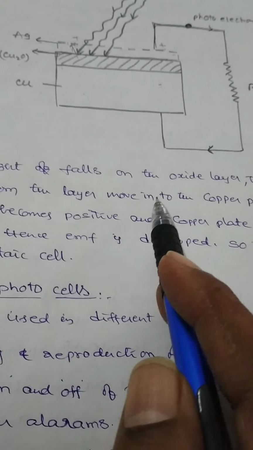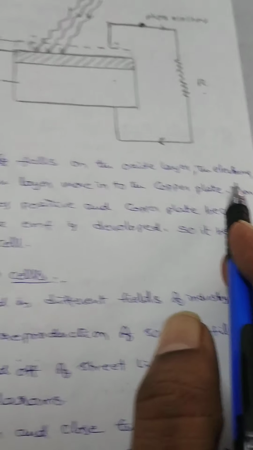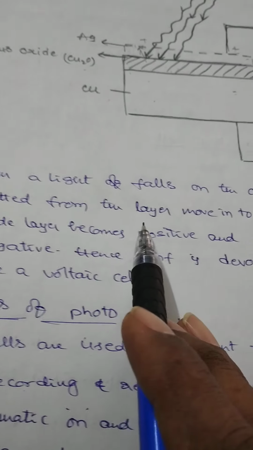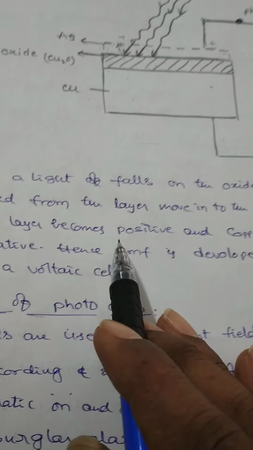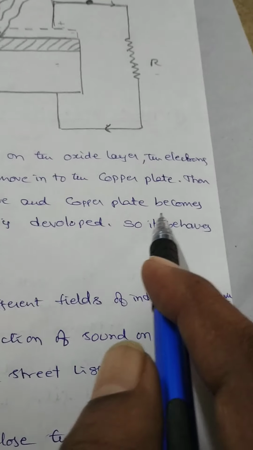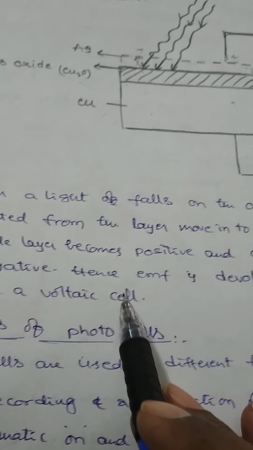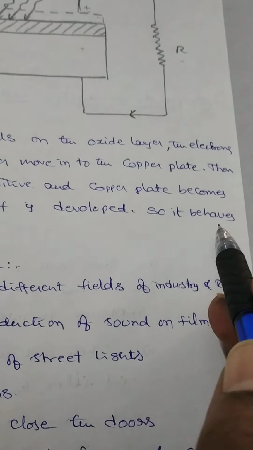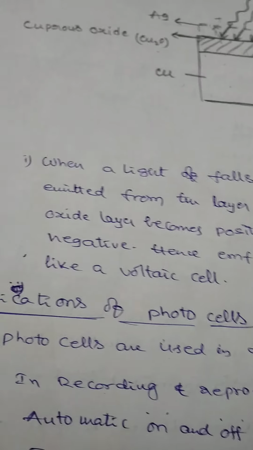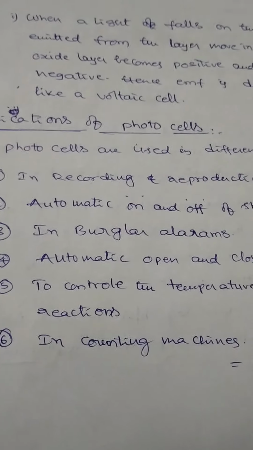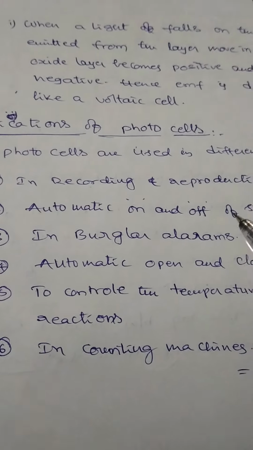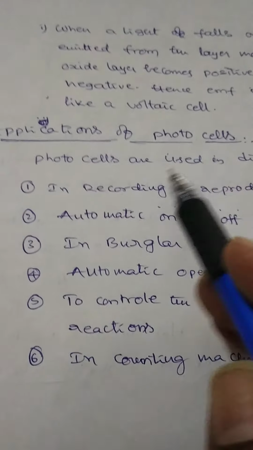When a light falls on the oxide layer, the electrons emitted from the layer move into the copper plate, then the oxide layer becomes positive and the copper plate becomes negative. Hence, EMF is developed, so it behaves like a voltaic cell. Now, in general, what are the applications of photocells? Whatever it may be, photoemissive cell or photovoltaic cell or photoconductive cell.